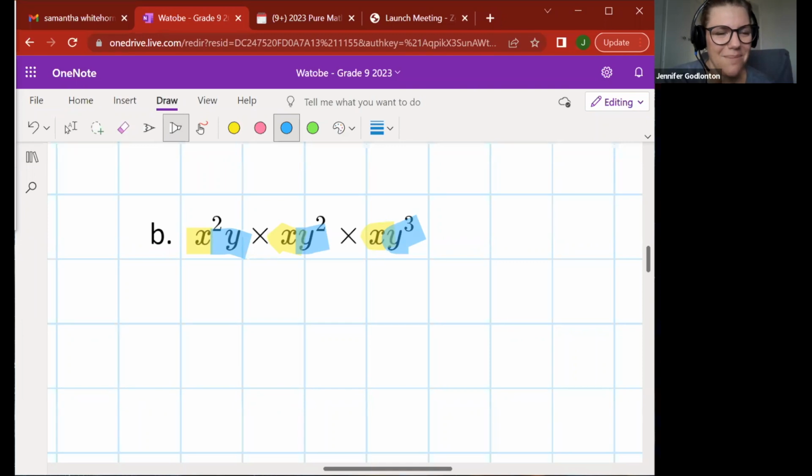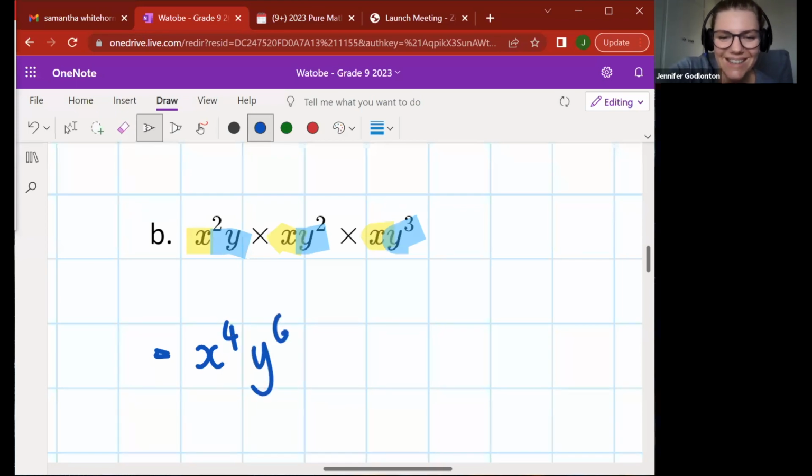Okay, Melo, can you help me? Have you got an answer for me? Do you have a question? Okay. Ma'am, the answer is x to the power 4 and y to the power of 6. Beautiful, nice job. And so much confidence, loved it. Okay, 100% x to the power of 4, y to the power of 6.